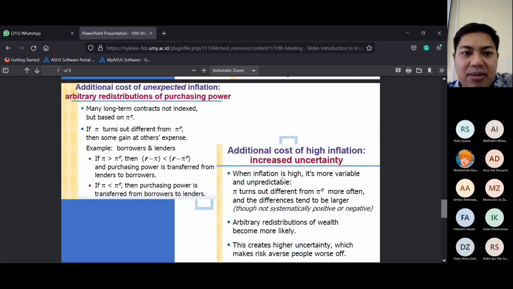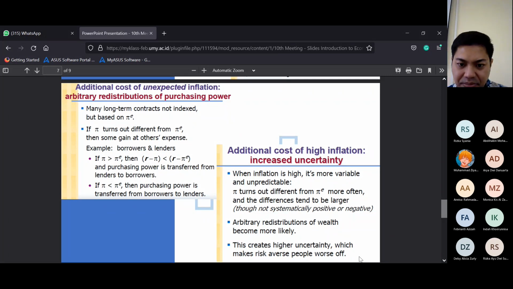Here are additional costs of inflation: arbitrary redistribution of purchasing power, and increased uncertainty. If inflation is not stable, we don't know to what extent our money can be used to exchange goods and services, because its value goes up and down. Like the money I showed you earlier, Zimbabwe dollars. So arbitrary redistribution of wealth becomes more likely. It is very difficult to pay wages and salaries because of inflation. This creates higher uncertainty, which makes risk-averse people worse off.